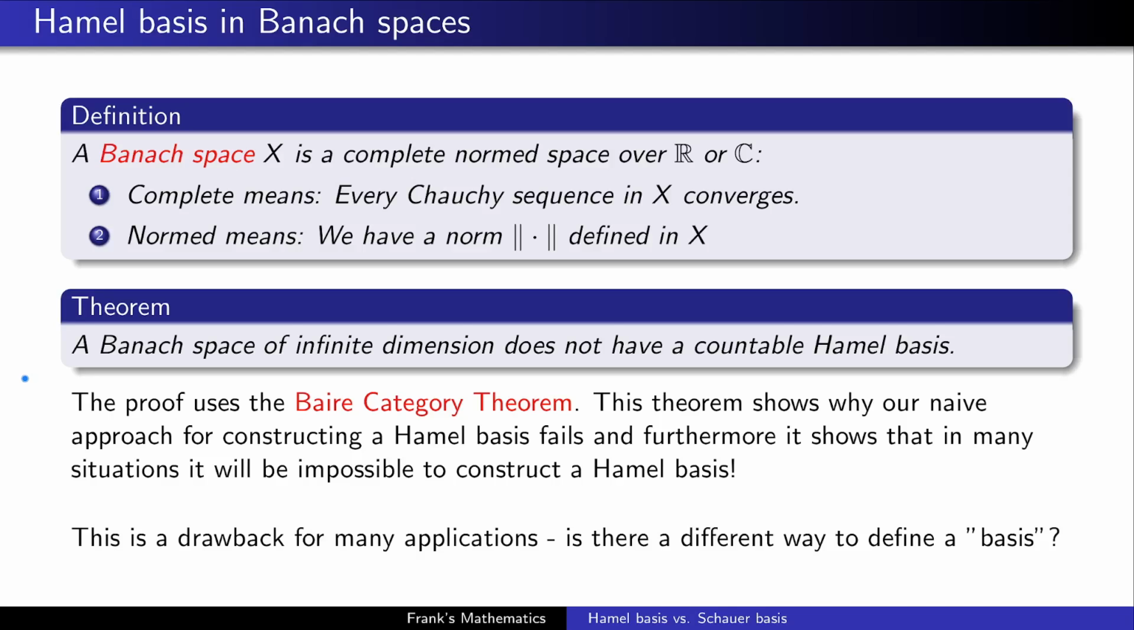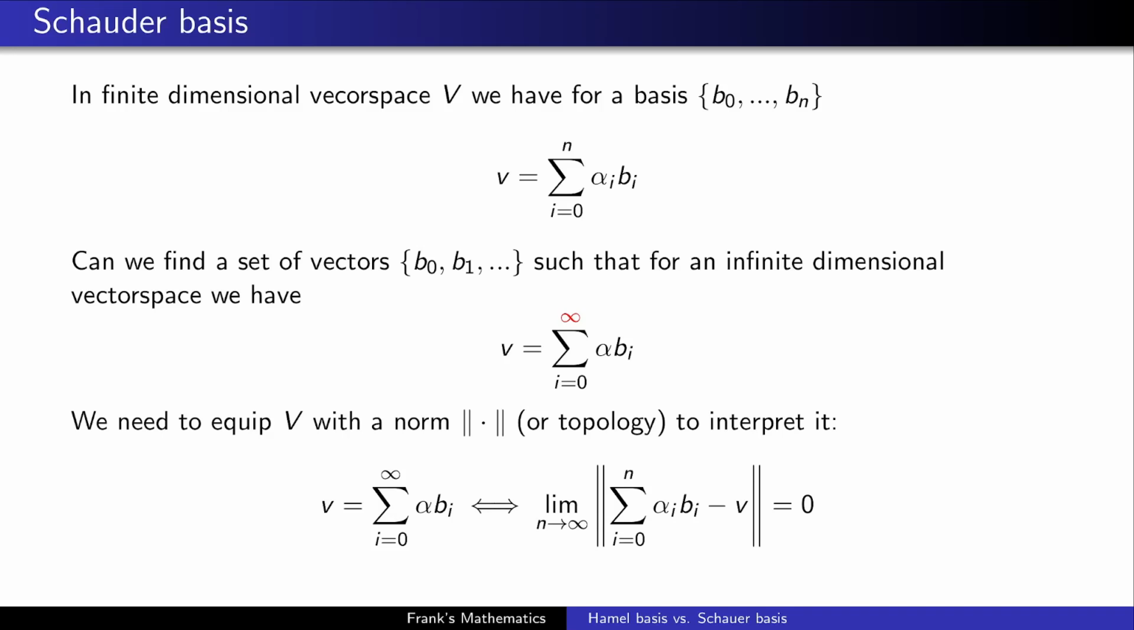Okay, so the question is, is there a different way to define the basis which is more useful when it comes to practical applications? Let's go back to the finite dimensional case for a second. We have the definition of a basis here, and we can ask ourselves, well, if it's possible to extend this for an infinite dimensional vector space, well, we only replace this n by infinity. Is this possible? So just replace this n by infinity. You can see the definition here.